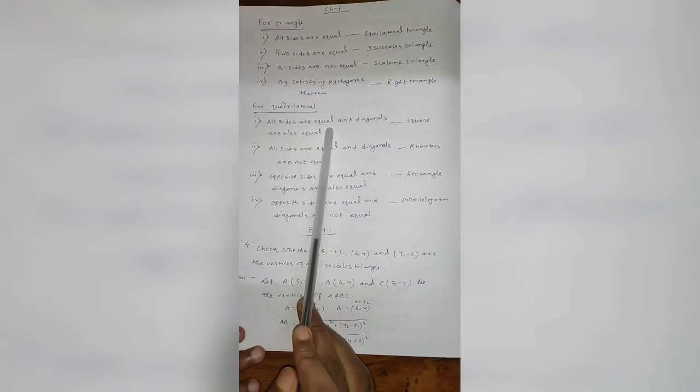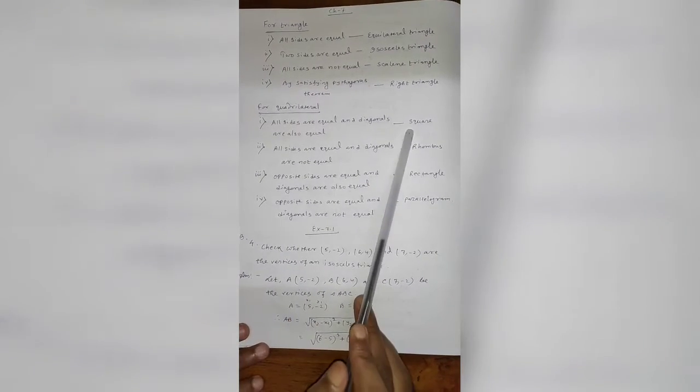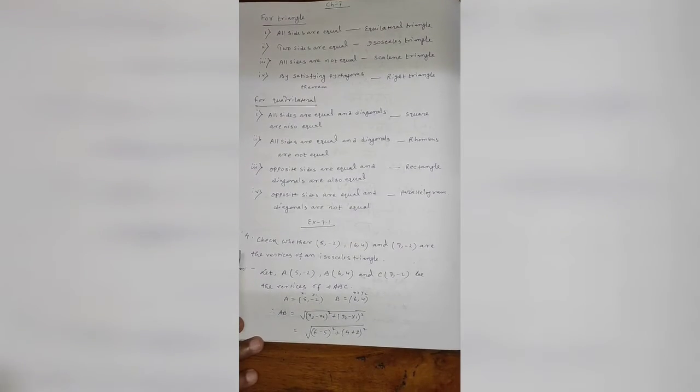For quadrilaterals also you need to know: all sides equal and diagonals equal, it is a square. All sides equal, diagonals not equal, it is a rhombus. Opposite sides equal and diagonals also equal, rectangle. Opposite sides equal and diagonals not equal, that is a parallelogram. Now we can start question number 4.